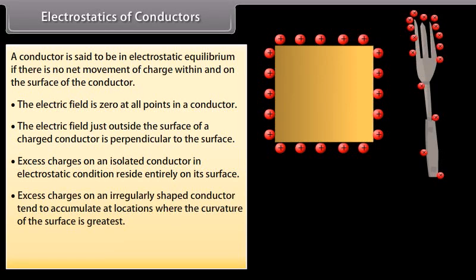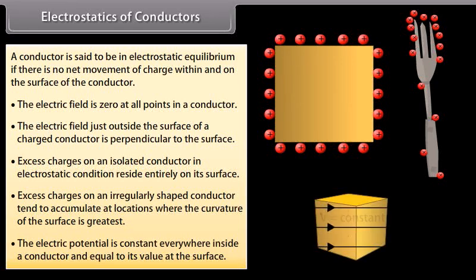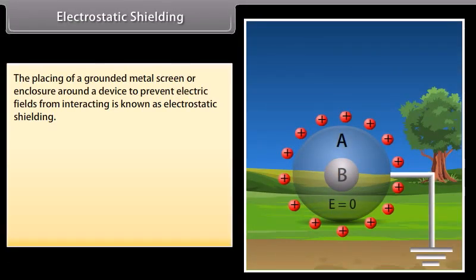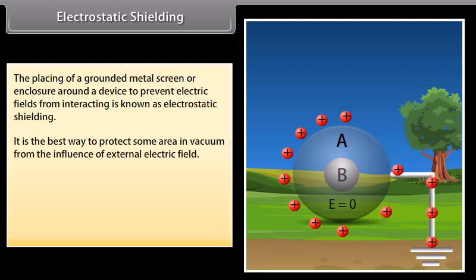Excess charges on an irregularly shaped conductor tend to accumulate at locations where the curvature of the surface is greatest. The electric potential is constant everywhere inside a conductor and equal to its value at the surface. Electrostatic shielding. The placing of a grounded metal screen or enclosure around a device to prevent electric fields from interacting is known as electrostatic shielding. It is the best way to protect some area in vacuum from the influence of an external electric field.